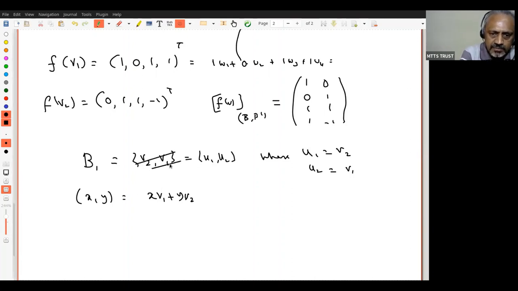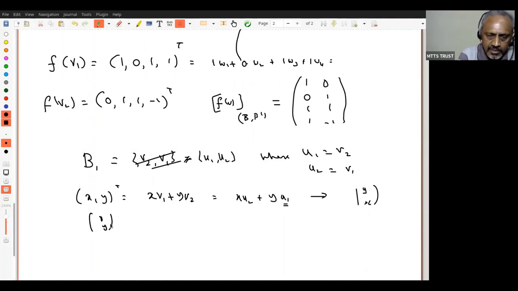Now I change the basis. This is x u2 plus y u1. Therefore, this vector, where does it go to? It goes to y, x, because u1 should go first and u2 should go second. Therefore, it's y, x. You understand this? That is, the coordinates associated to b for the vector is x, y, and the coordinates of the same vector with respect to b1 is y comma x. This we had already seen in coordinate maps. You should not be confused.